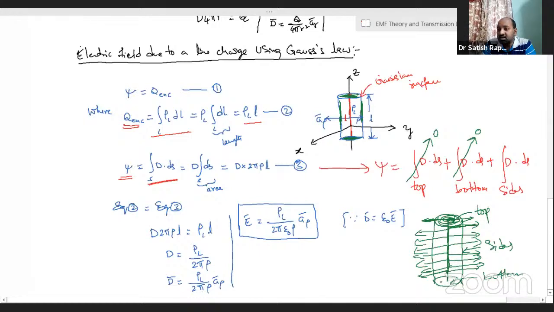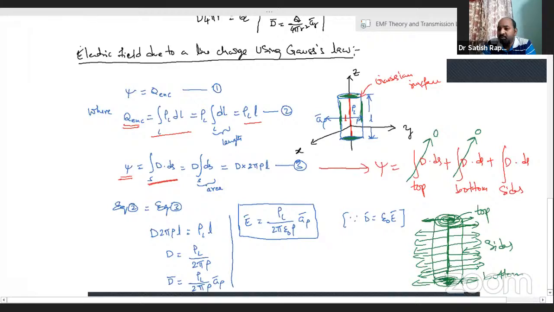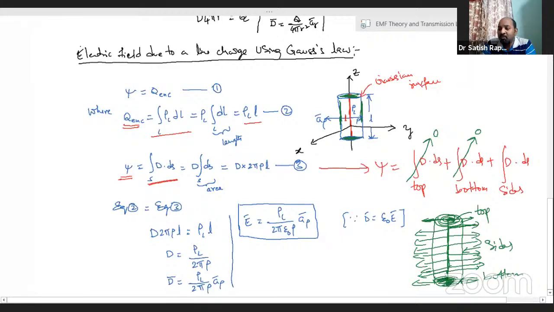These lines on the bottom are also parallel to the bottom, right? Parallel to the bottom. So therefore, the electric field at the top and bottom is 0, right? Top and bottom is 0.